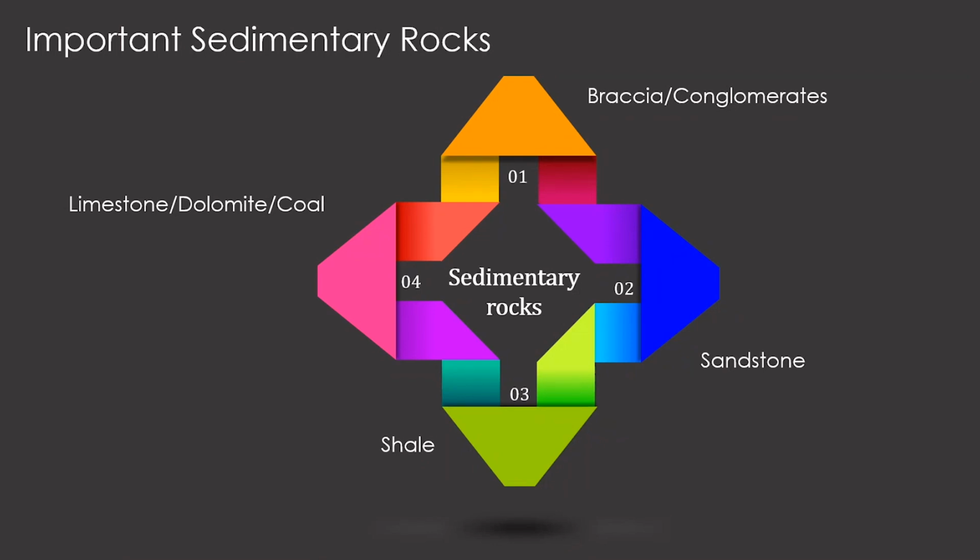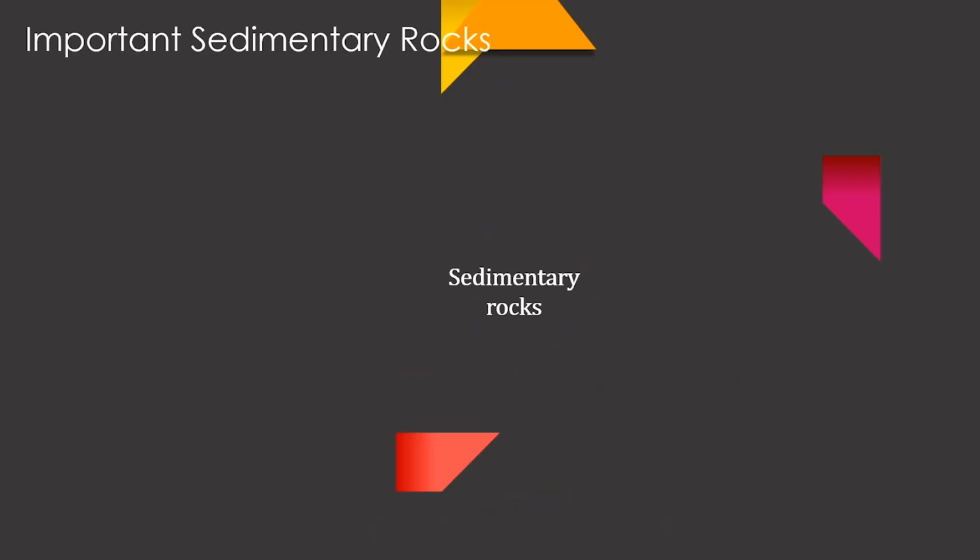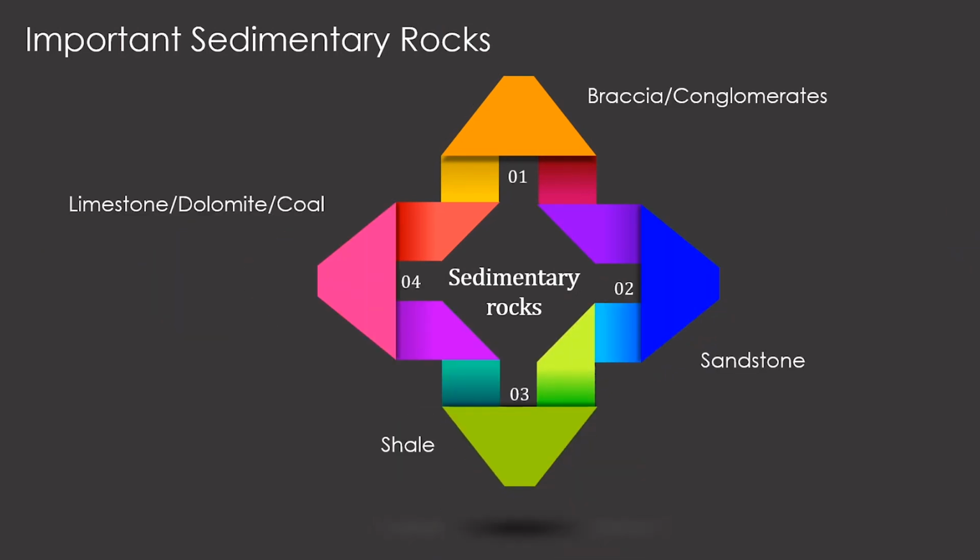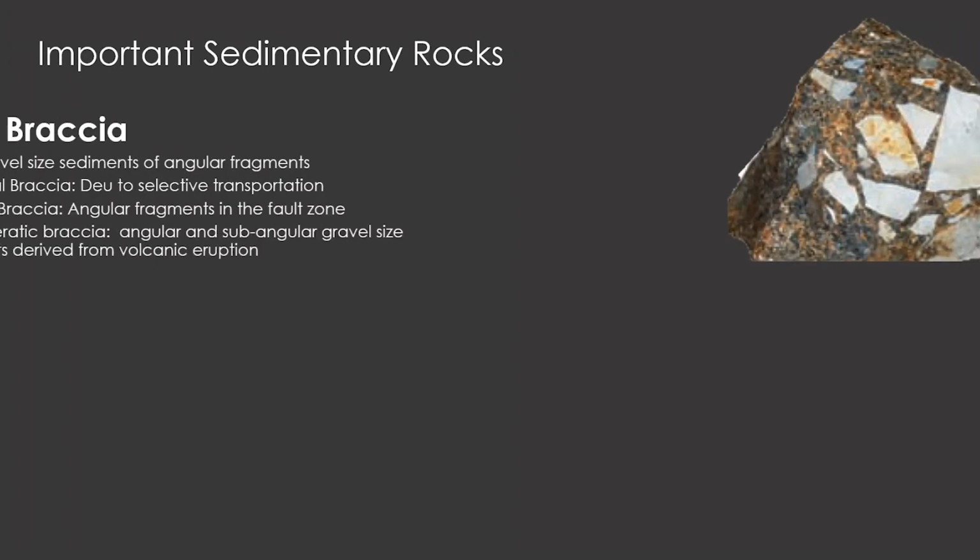If you have a general understanding of these different four varieties of sedimentary rocks, I assume that you will have a general idea about the entire range of sedimentary rocks and their variations available on the surface. So what we are going to do is discuss it one by one. Let us go to the first sedimentary rock, which is breccia.